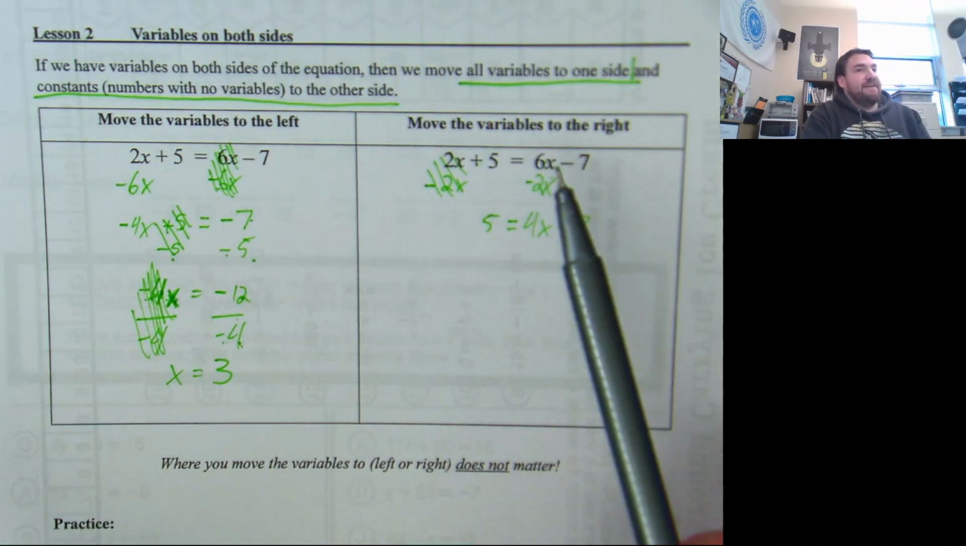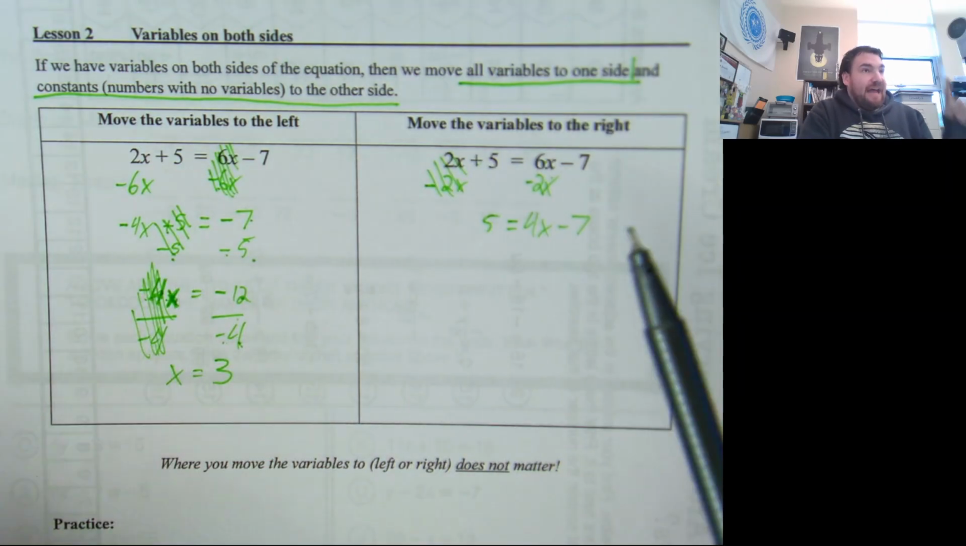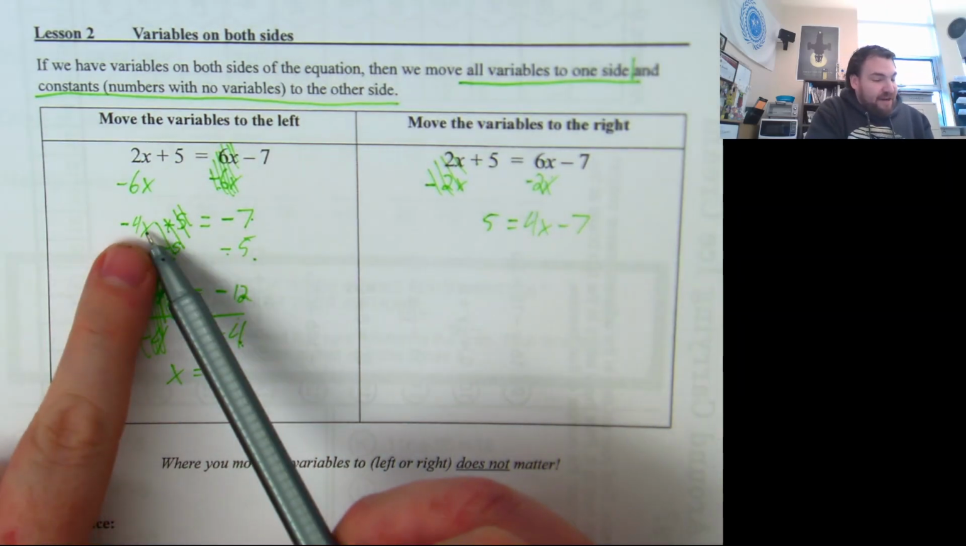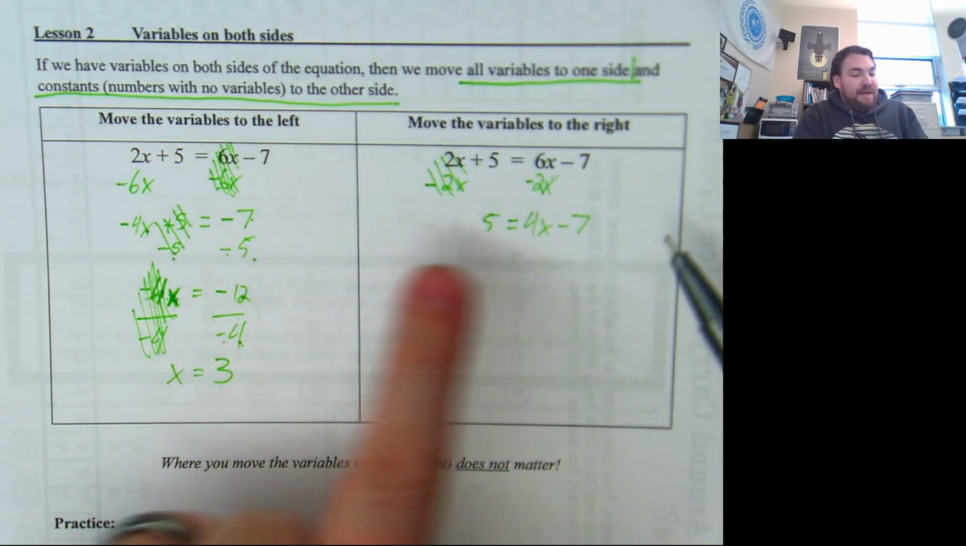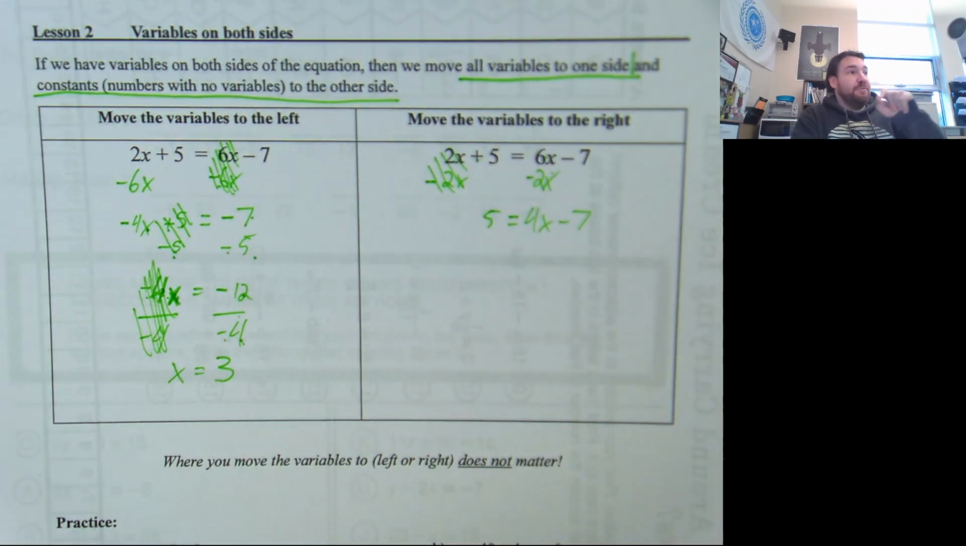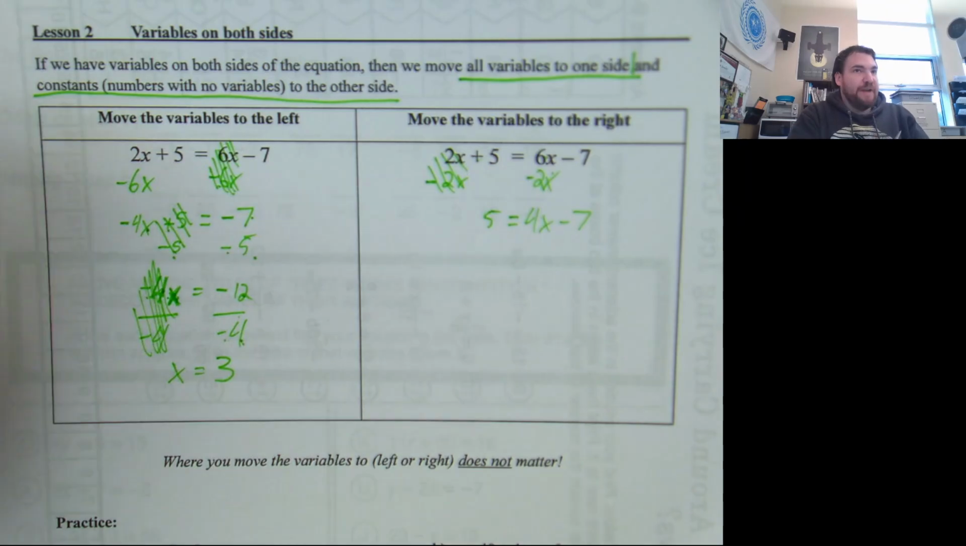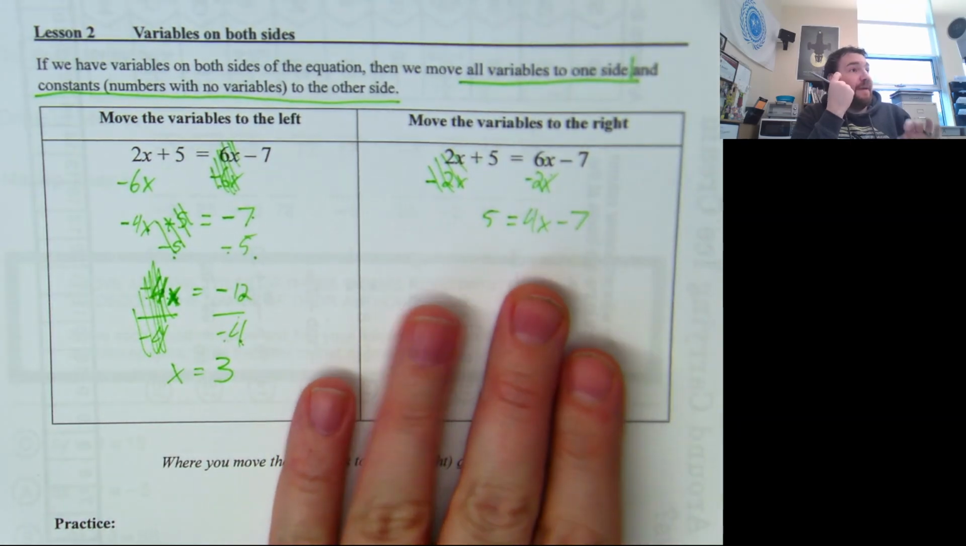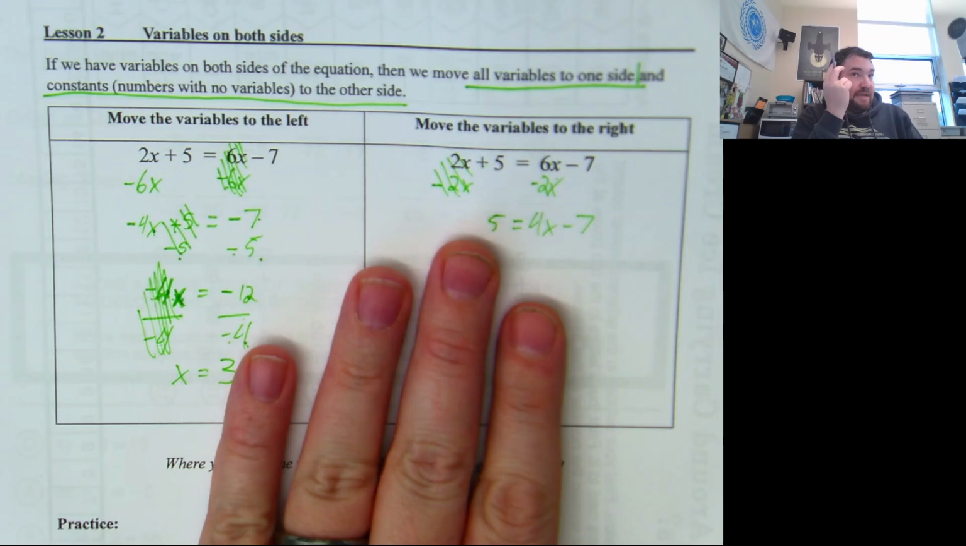When you move variables left or right, that first step will either make the number in front of the variable negative, or it will make the number in front of the variable positive. Regardless of which way you choose to move, to the left or to the right, for the sake of minimizing your mistakes, avoid making things negative at all costs. You're going to see here that it doesn't matter which way we go. They both will result in the same answer. Avoid making the variables negative.